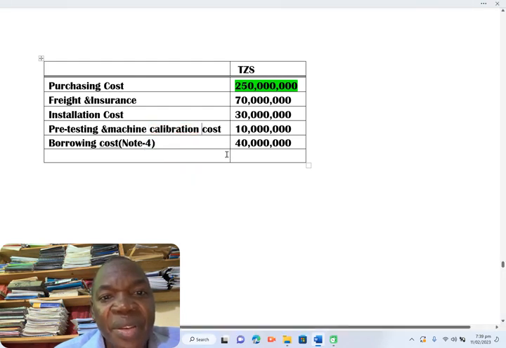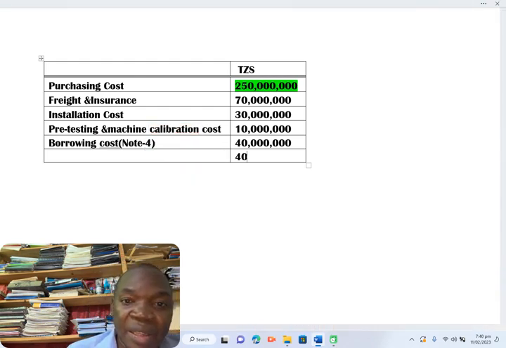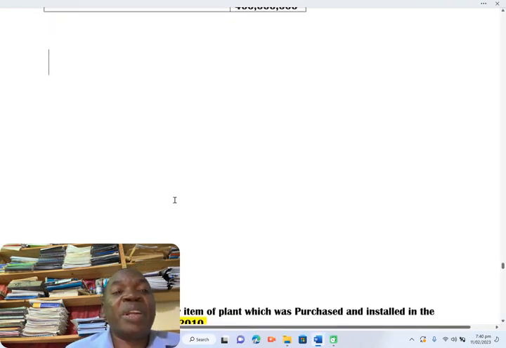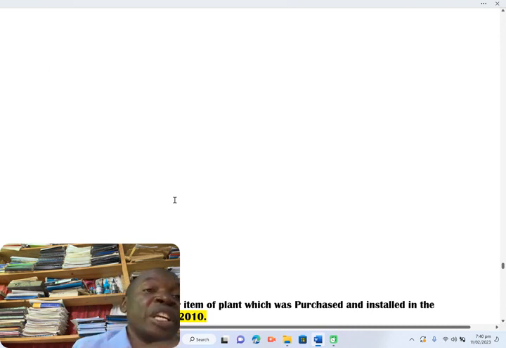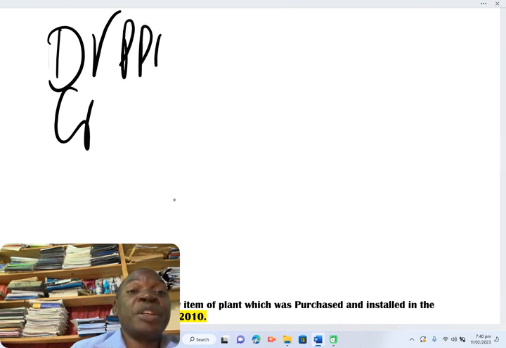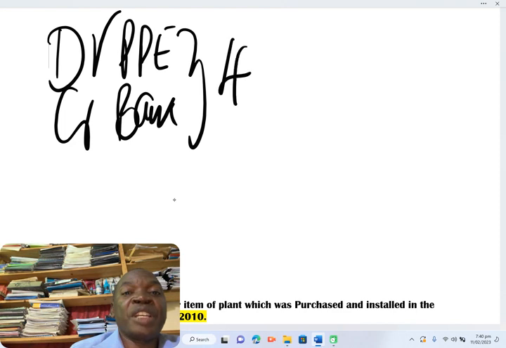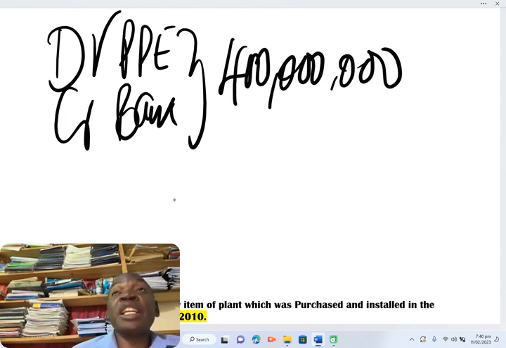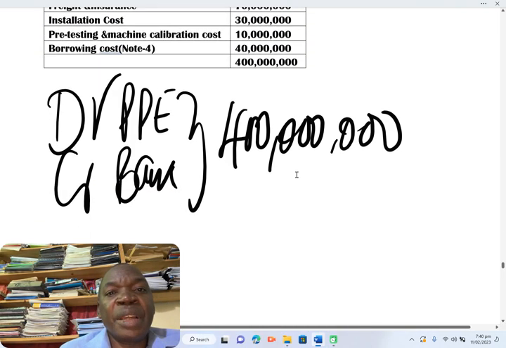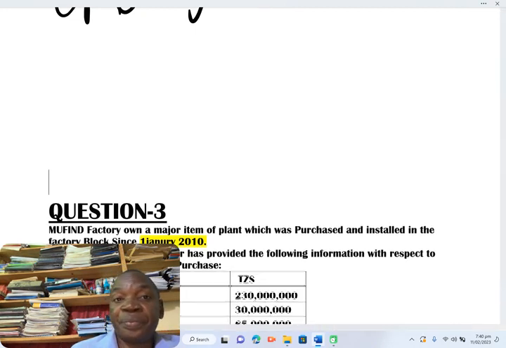Mia nne kamili. Kuna saa 400. Kwa tafsiri unasema utadebit, utacredit. Utadebit machine ni PPE, utacredit bank if paid kwa kiasi gani? 400. Lakini zile nyingine za borrowing cost na staff training, si ndio?